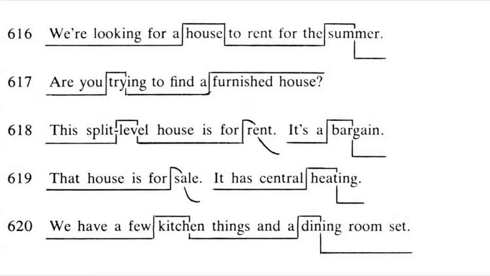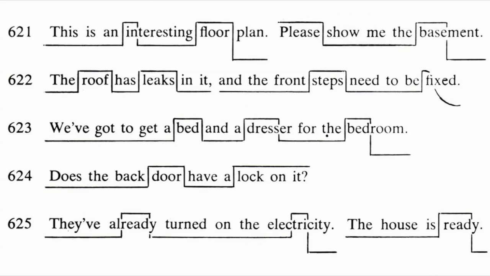We have a few kitchen things and a dining room set. This is an interesting floor plan. Please show me the basement. The roof has leaks in it and the front steps need to be fixed. We've got to get a bed and a dresser for the bedroom. Does the back door have a lock on it?